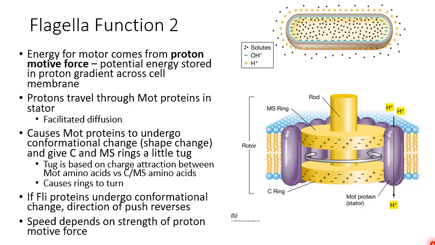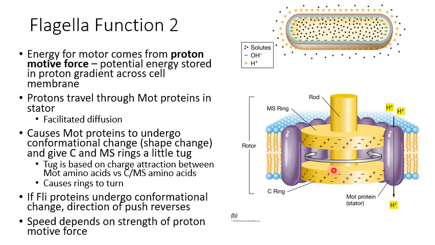How fast the flagellum spins is going to depend on how quickly you have protons moving through these MOT proteins. So if they're just going kind of slowly, then you have a tug here and there, and you're going to have slow rotation of the flagellum. If the protons are moving through very quickly, then you have a whole bunch of tugs in really quick succession, and that's going to create very rapid movement of the flagellum, and correspondingly rapid movement of the cell.